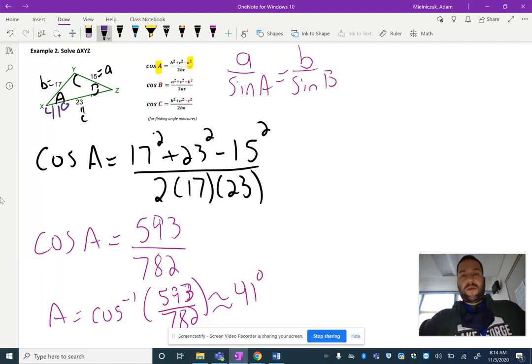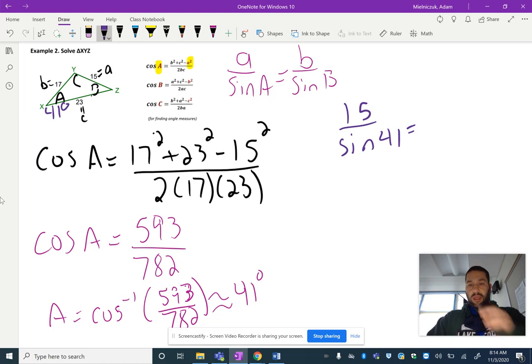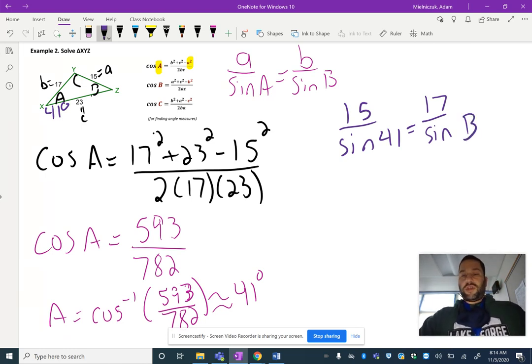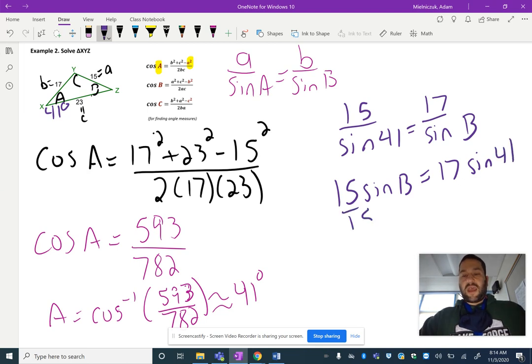We know that we have 15 over the sine of 41. We have to use that because that's the only angle and side pair that we have. But what's that going to equal? Side-side angle. So I'm going to say that equals 17 over the sine of, what are we looking for? Let's say 17 over the sine of B. So we can do our cross multiplication, get 15 sine B is equal to 17 sine 41. You divide both sides by 15 to get the sine of B equals 17 sine 41 over 15.